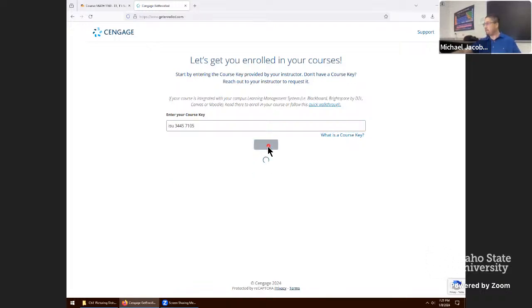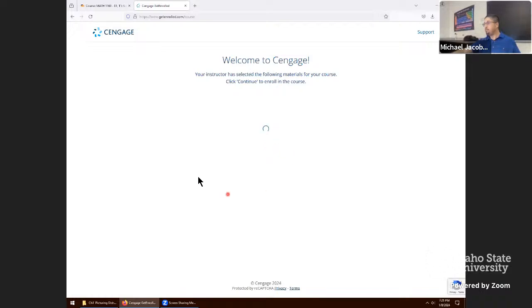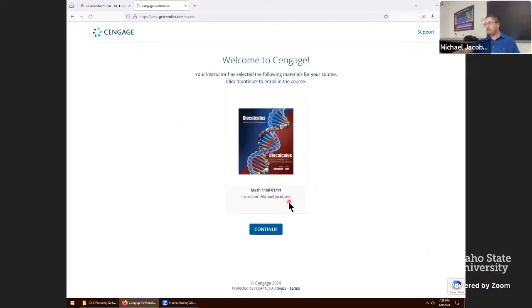Click on enroll right at this button. And this should be the page that you see. It should say Michael Jacobson, Math 160, Section 1 or Section 11. That tells you you're in the right place. Click on continue next.